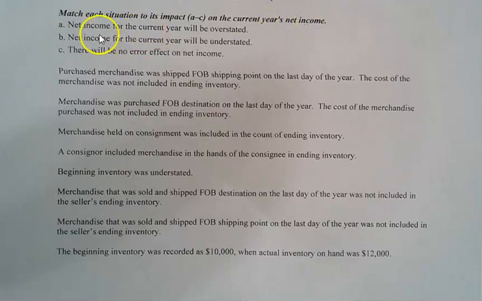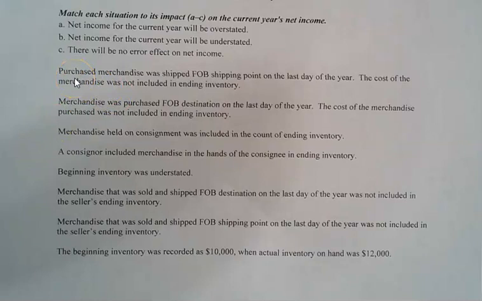So basically we've got three things. We have the fact that net income will be overstated for the year based on what we do down here, or that it will be understated. And then the third possibility is that there's no impact on net income, okay? Because not all of these things down here are actual mistakes. So let's start right here with the first one.